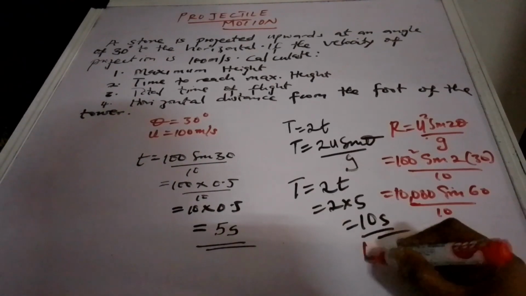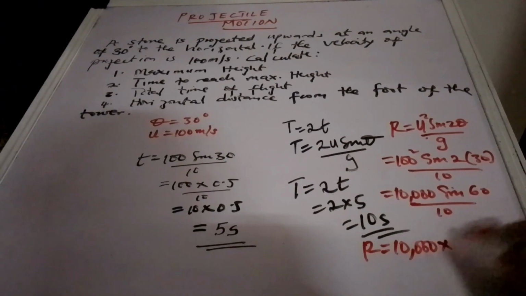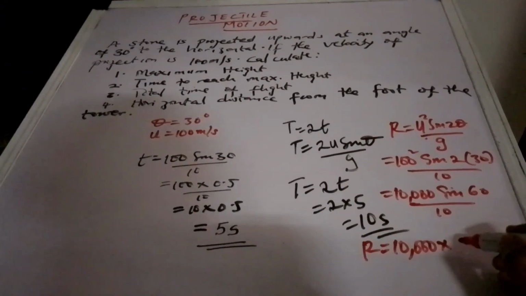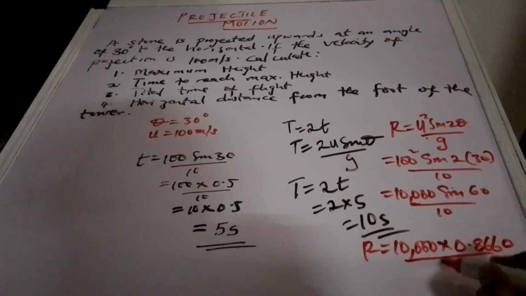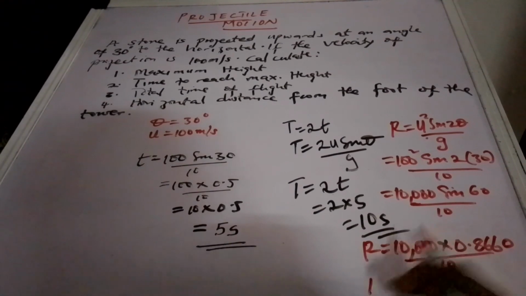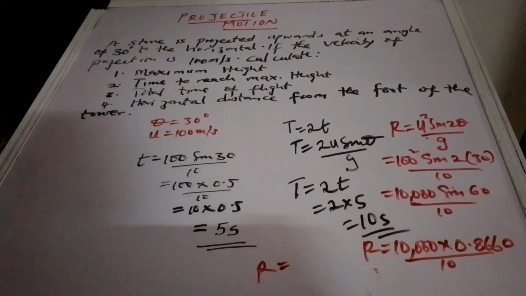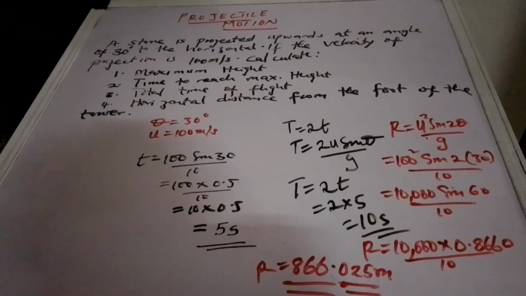Let's find our range now. Our range is now going to be 10,000 multiplied by sine 60. And what is sine 60? That is 0.8660, then divided by 10. So let's just give the final answer. When we multiply everything and divide by 10, the final answer is going to be 866.025 meters. So that's about that one.